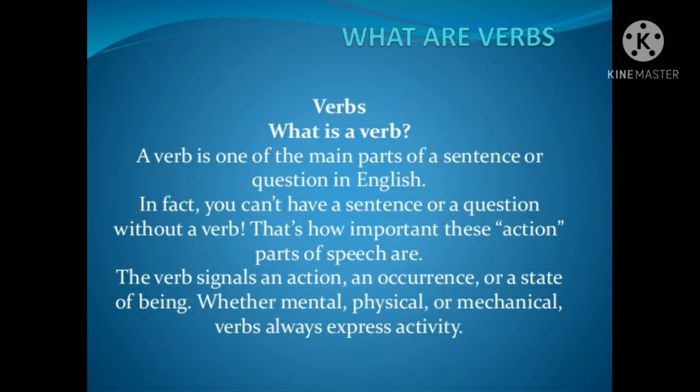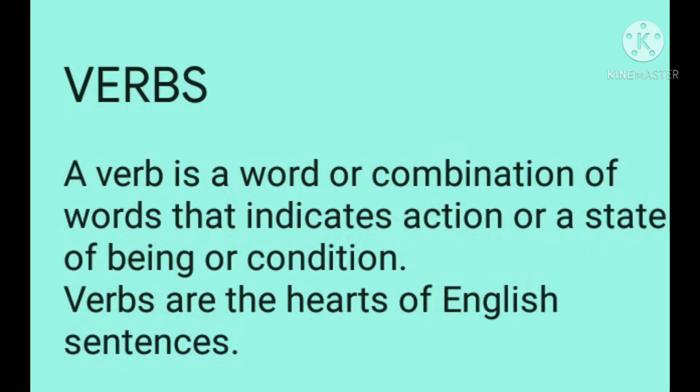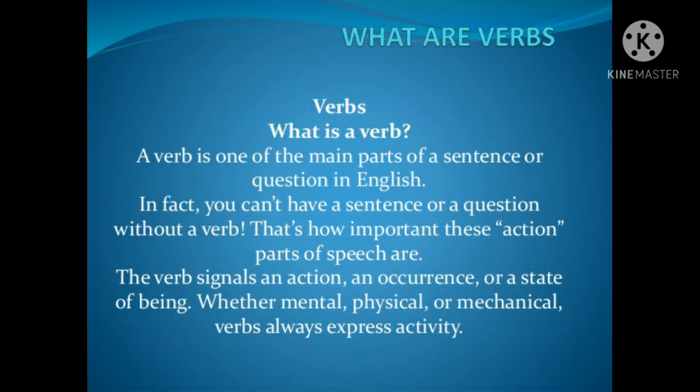What is a verb? A verb is a word or a combination of words that indicates action or a state of being or condition. A verb is the part of a sentence that tells us what the subject performs. Verbs are the heart of English sentences. There are different types of verbs.